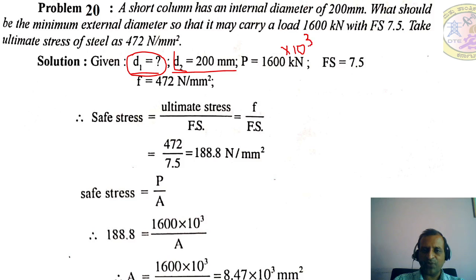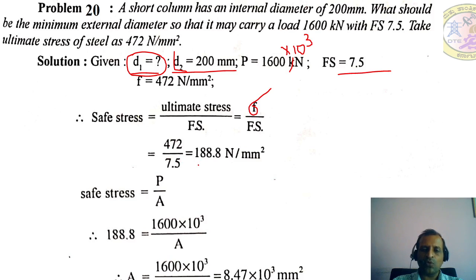Kilo means 10 to power of 3. If you want, you can write it 10 to power of 3 Newton. Factor of safety is 7.5. Again, similar to the previous problem, first find out the working stress. Whenever the ultimate stress is given in the problem, then you need to find out the safe stress always when factor of safety is given. So now the safe stress is ultimate stress by factor of safety. So this is sigma divided by Fs, 472 by 7.5.